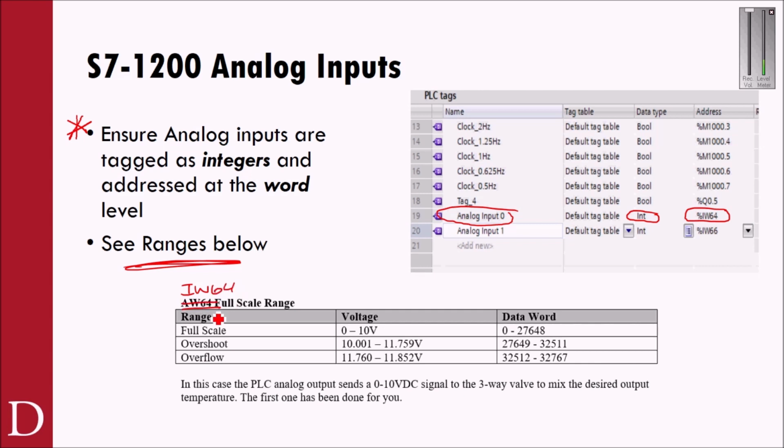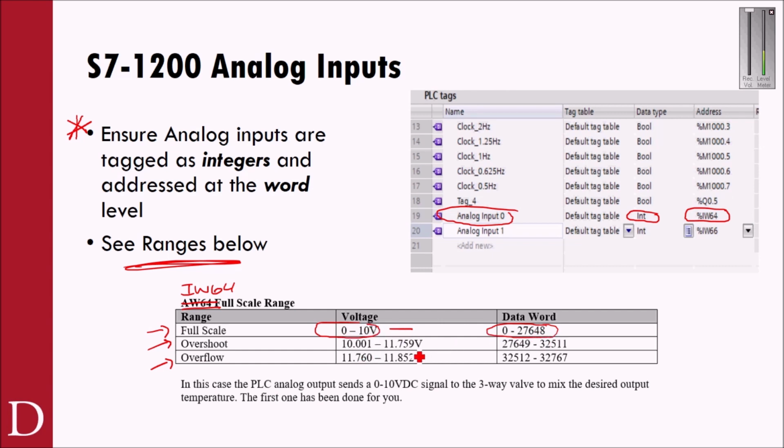IW64 full scale range. What you're going to see on this is that full scale, 0 to 10 volts DC, we actually only get a word from 0 to 27,648. Now what Siemens has done is provide what we would call some overshoot and some overflow. A lot of times you might be dealing with a 12 volt DC power supply, and we're really only concerned with 0 to 10 volts DC, but rather than letting a signal bigger than 10 volts cause an error, or letting it wrap around into, let's say, negative 32,768, they said, well, we're going to scale 0 to 10 volts from 0 to 27,648.